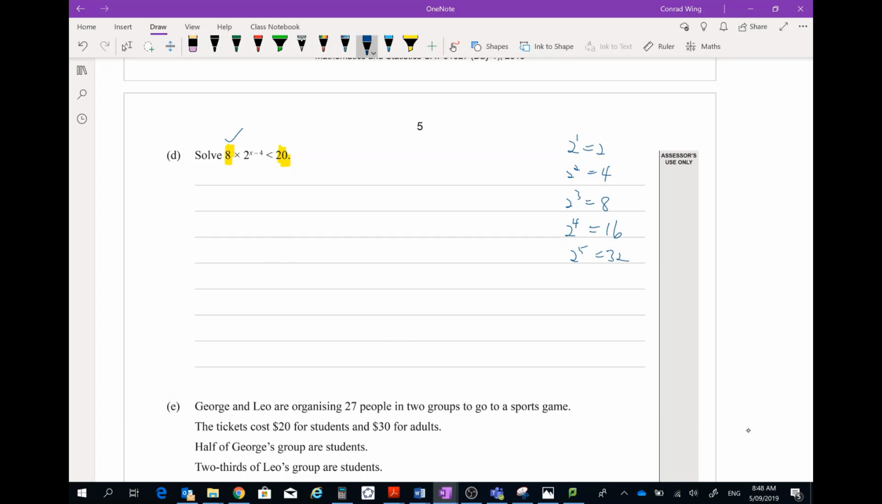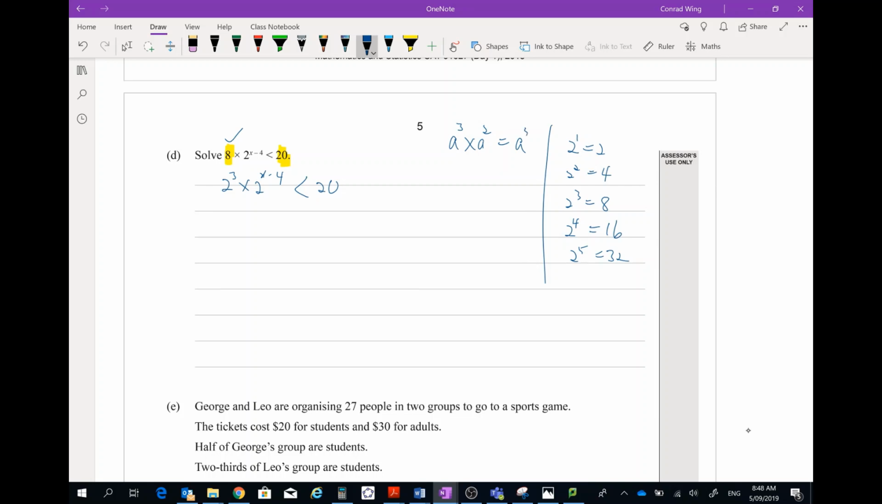So I'll replace this with 2 to the power of 3 times 2 to the power of x minus 4 is less than 20. Can I put the two terms on the left together? Can I multiply them together? Because you've got the same base. So this is a bit like saying a to the power of 3 times a to the power of 2. What is that, Zach?